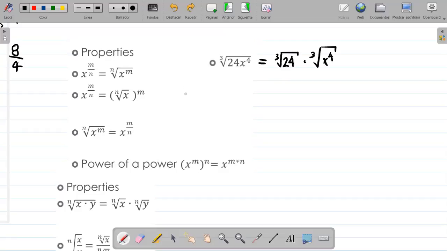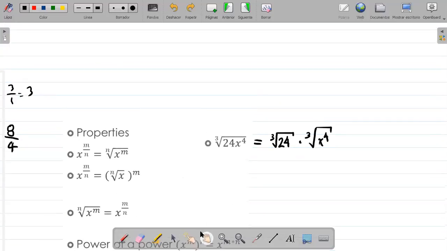And once we have this expression, we should look if 24 has an exact third root. Does 24 have an exact third root or cubic root? Yes or no? What do you think? 24 has an exact cubic root? Yes. What is the cubic root of 24? Not agree? How do I know if it has an exact cubic root? You should decompose the number like we have been doing.